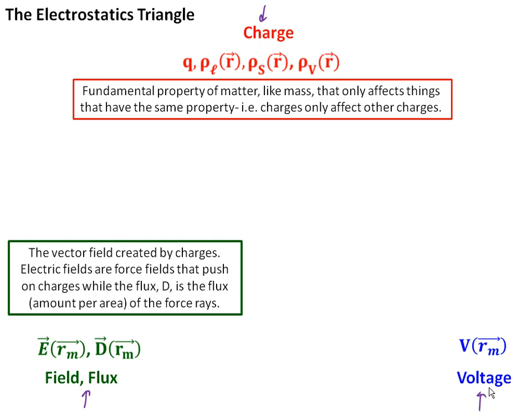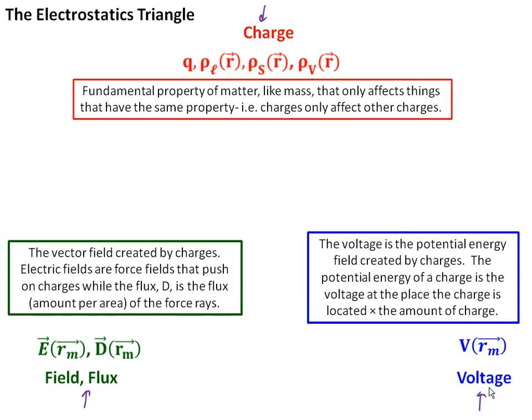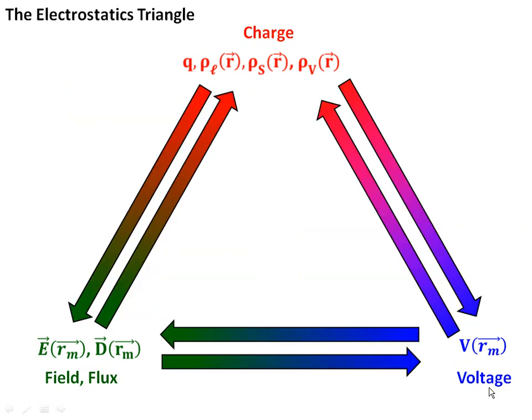The electric field and the flux, D, are vector fields that are created by these charges. And electric fields are force fields that push on charges, and we think about the flux as the amount of force raised per unit area. The voltage, which is a scalar field, is the potential energy field created by charges. And the potential energy of a charge is the voltage at that spatial point of the scalar field multiplied by the amount of charge.